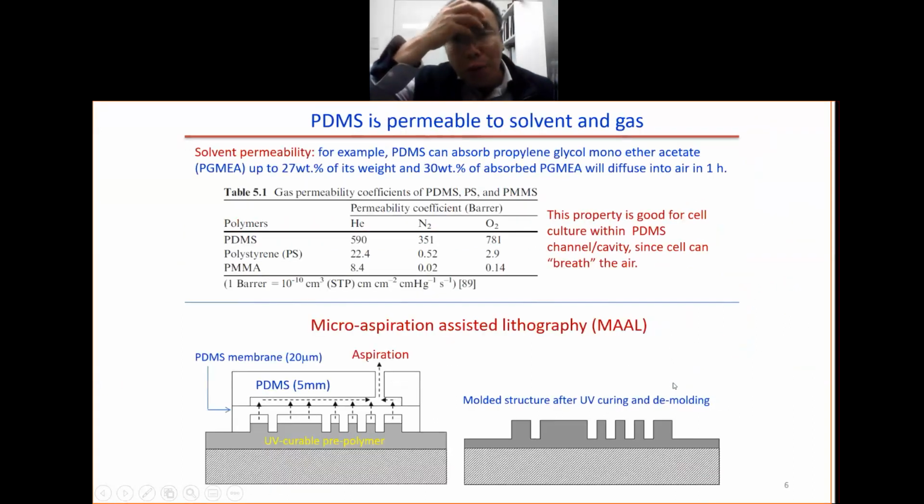So one important property of the PDMS is that it is permeable to solvents and to gases. For instance, if you put the PDMS in the solvent PGMEA, this is the PGMEA, a very popular solvent for the resist, then the PDMS can absorb 27% of its weight, and 30% of the PGMEA will diffuse into the air in about 1 hour.